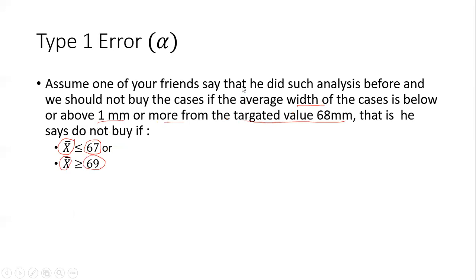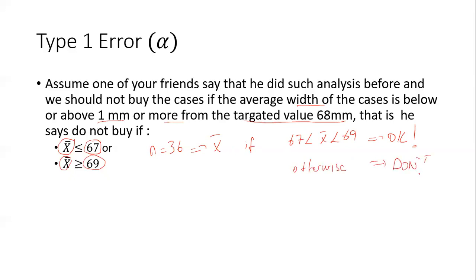So what you will do is, after purchasing 36 mini cases, you just take the average of them. And if X bar is between 67 and 69, then that's okay. You can purchase them. Otherwise, don't purchase large amounts. You just decide not to purchase large amounts.